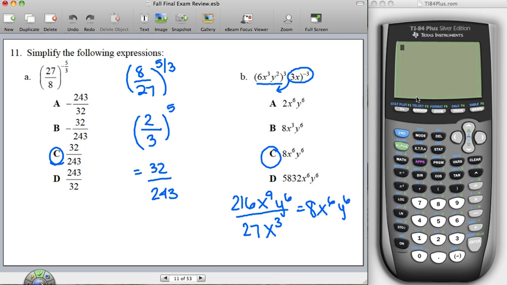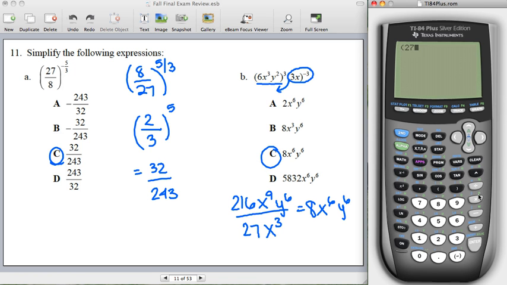I paused the recording and I fixed the calculator, so we're good to go. Part A, you can actually plug right into the calculator, so I'm going to take 27 divided by 8 and raise it to the negative 5/3. Gives you this lovely decimal. We can math frac it to change it to a fraction, and you get 32 over 243. So there we go.